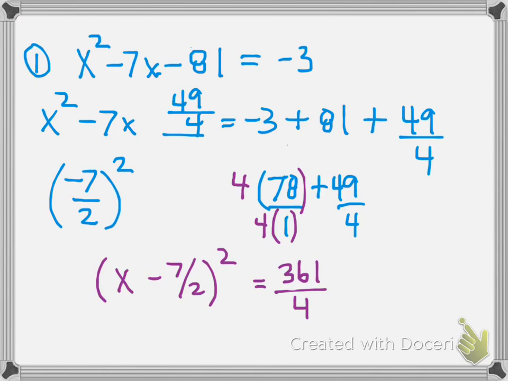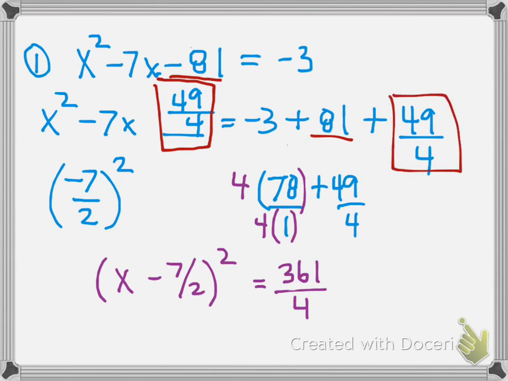This is actually a problem on the homework. The first step is to add 81 to both sides. Add the constant. There you go. The next step is to take half of b. So b is the -7. -7 divided by 2. And then you square that. So -7 squared is 49, and 2 squared is 4. So that's where I get the 49 over 4. I have to add that to both sides.